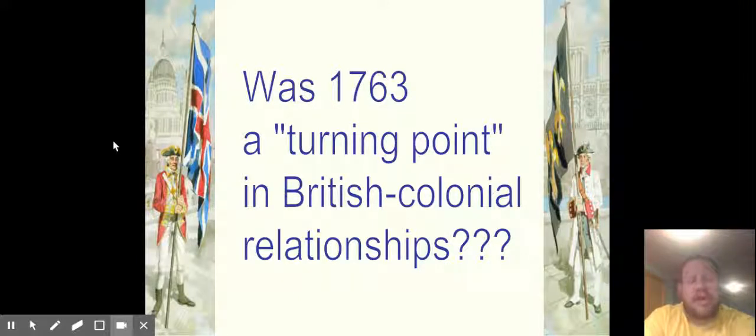1763, when this war ends, is a turning point for the British colonial relationship. We kind of started seeing the whole English colonial relationship drift apart a little bit. We started seeing this idea of the colonies being more and more independent. And the question is, does this war kind of push us over the edge?